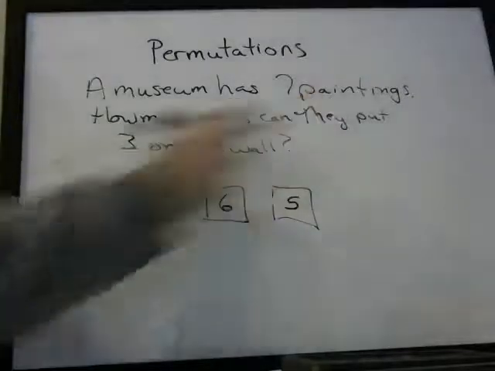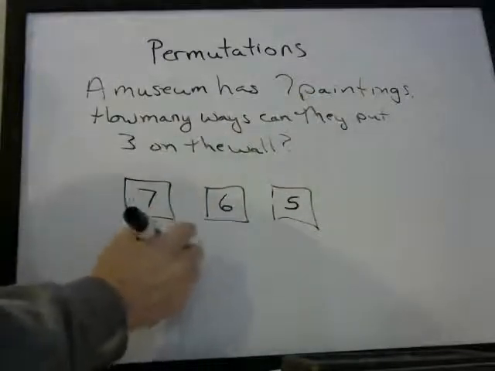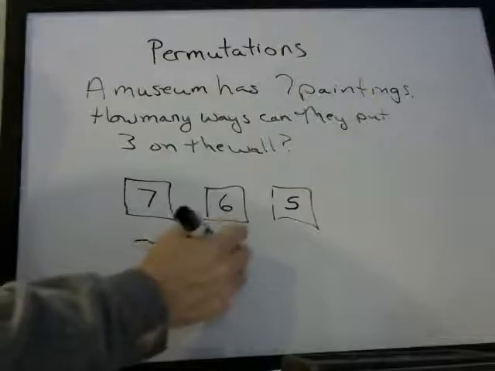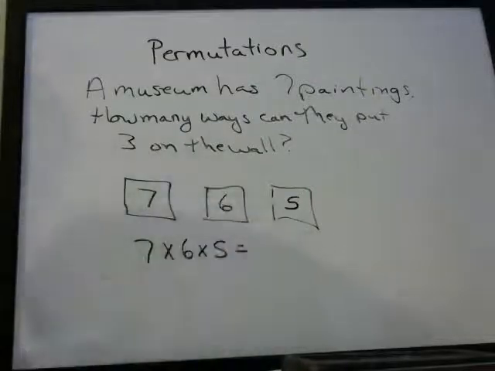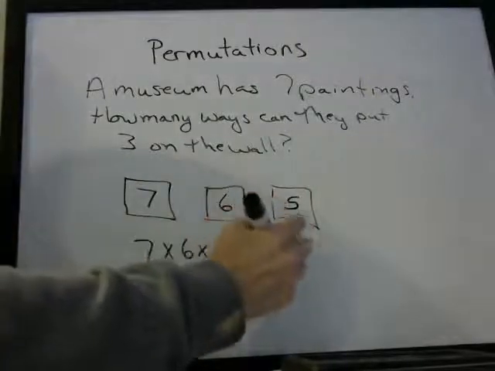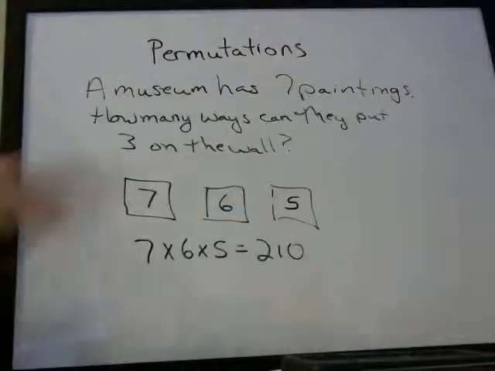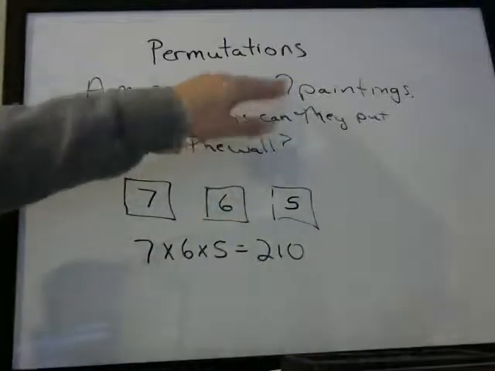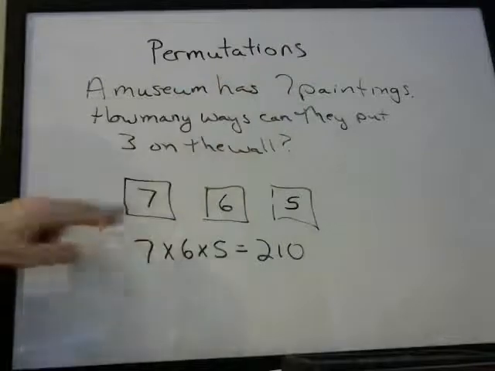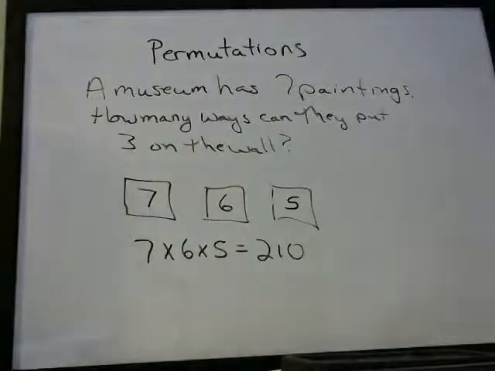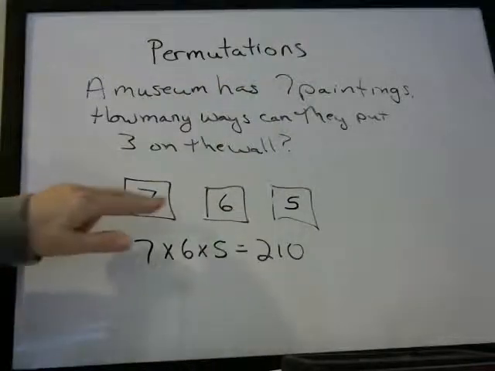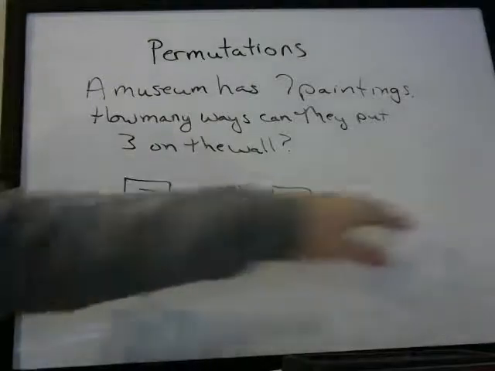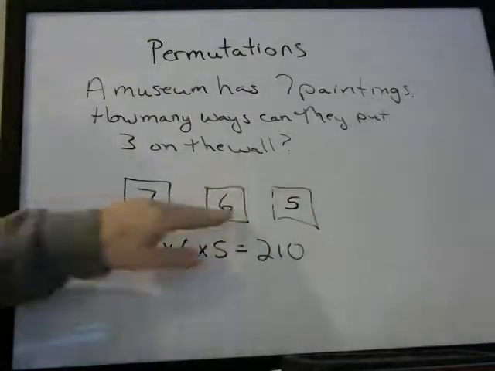So how many ways can you put 3 on the wall? 7 times 6 times 5. If you throw that in your calculator, there's 210 different ways that you can put 3 paintings of those 7 on the wall. So this is different in that we didn't go 7, 6, 5, 4, 3, 2, 1 because we were only looking for 3 of them.